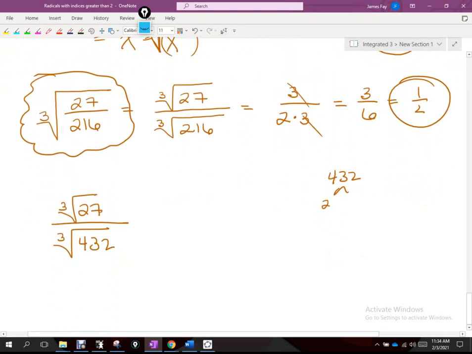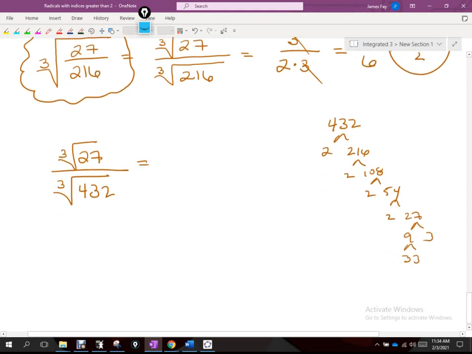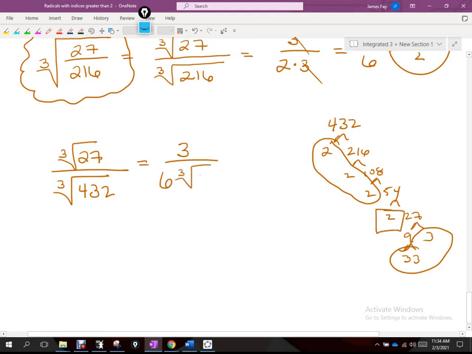216. So 2 and 216, 2 and 108, 2 and 54, 2 and 27, 9 and 3, 3 and 3. Okay, so the cube root of 27 is still just 3. But now the cube root of 432, there's a group of 2's, and there's a group of 3's, right? So 6 can come out, 2 times this 3. But then this 2 right here is going to stay underneath. Does that make sense? Okay.